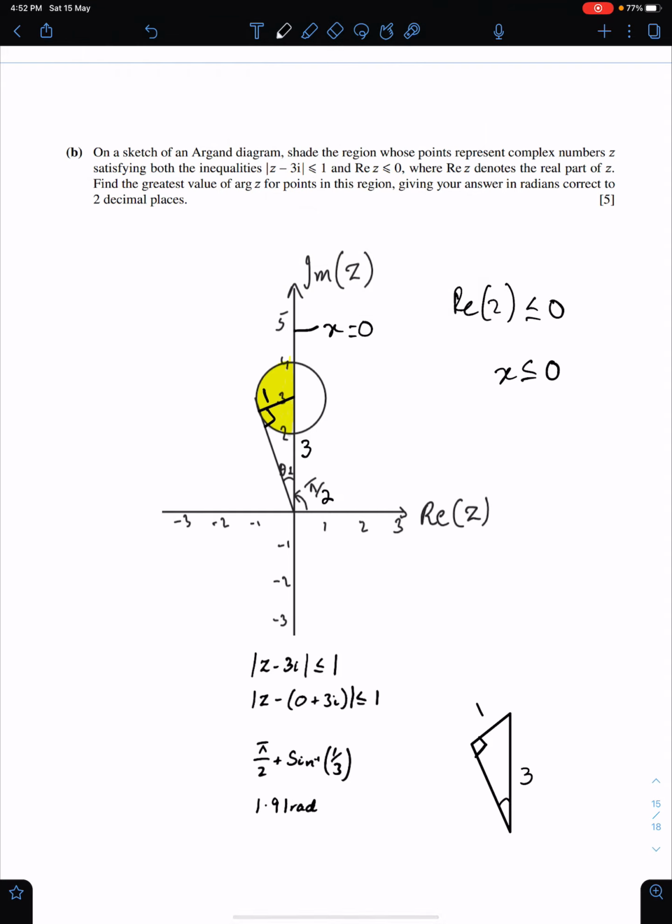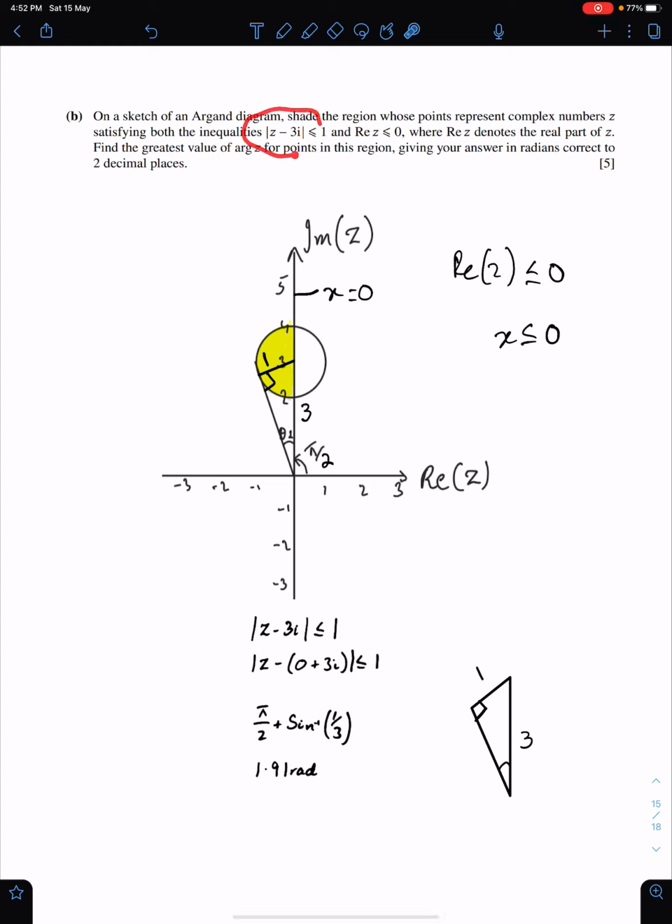You just need to find this angle, and with the help of this triangle, you can easily get this angle. This triangle is here. Get this angle by using sine in this triangle. So sine inverse 1 upon 3 will give you this angle. You just need to add pi by 2 to this angle to get this answer.